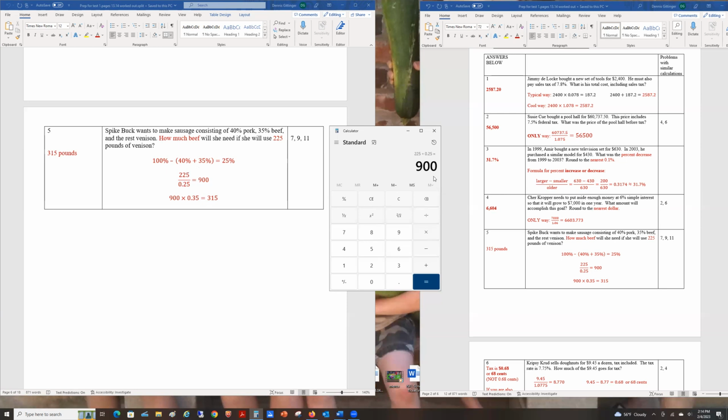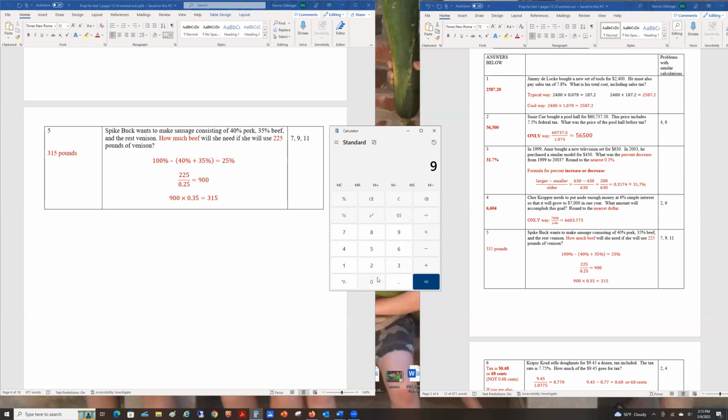Oh, this is not the answer to the problem. But if you put that over there for your answer, it's going to be wrong because it says how much beef. Oh, okay. So the amount of beef is 35% of the total. And so that means it's 315 pounds. Just to show you how that works, I put that in memory. And the problem solved, it's done.